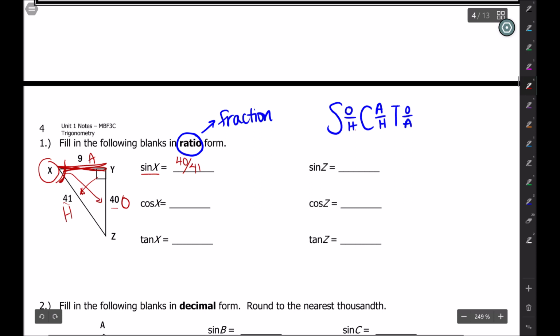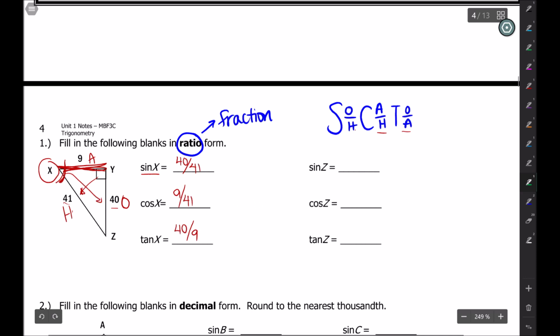Next thing we're going to do is cosine of x. Since cosine of x is adjacent over hypotenuse, we know adjacent is 9, and we know the hypotenuse is 41. So it's 9 over 41. And then lastly, we have tangent of x, and we know tangent is opposite over adjacent. The opposite is 40 and the adjacent is 9, so tangent of x is 40 over 9. Now that we've looked at it for angle x, let's go ahead and look at it for angle z.